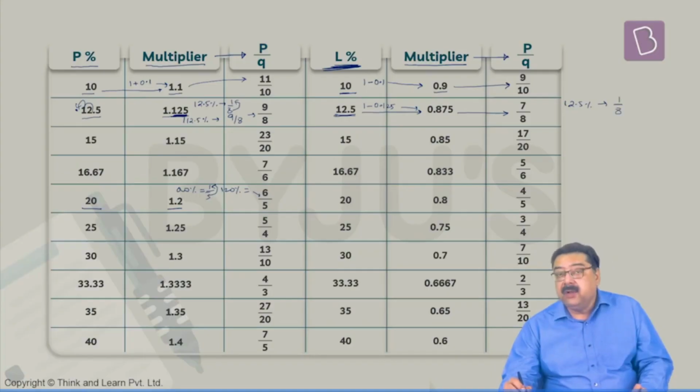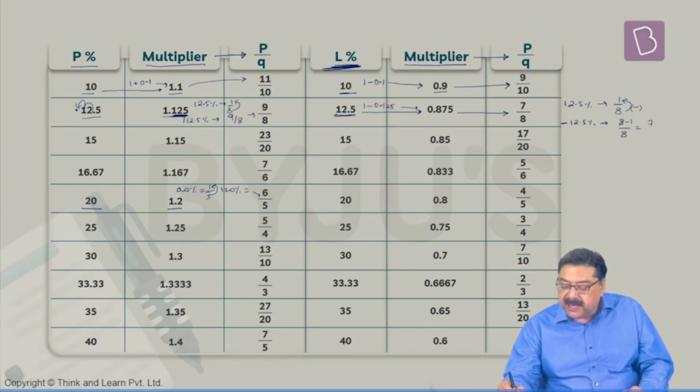And now if at all there is a loss which is being made, that is we have to reduce this from the cost price. In that case, please remember, when loss is made, then you take the denominator up and subtract the numerator from it. So 8 minus 1 by 8, which is 7 by 8, shall be the fractional equivalent for 0.875.